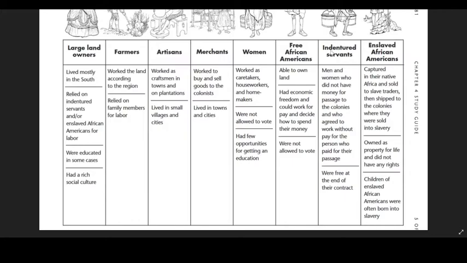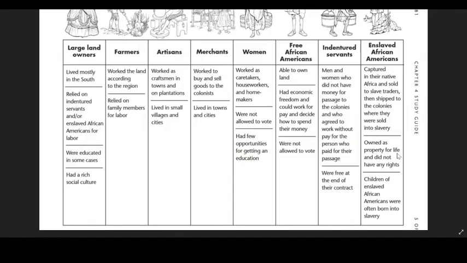Indentured servants and enslaved African Americans are also coupled together because they're very similar. Indentured servants were men and women who did not have the money for passage to the colonies and who agreed to work without pay for the person who paid for their passage, and also were free at the end of their contract. So this is the main difference here, is that indentured servants chose to do this work, even though the work was very similar, whereas the enslaved African Americans did not choose this life. They didn't choose to go into slavery. They were captured in native Africa and sold to slave traders, then shipped to the colonies where they were sold into slavery.